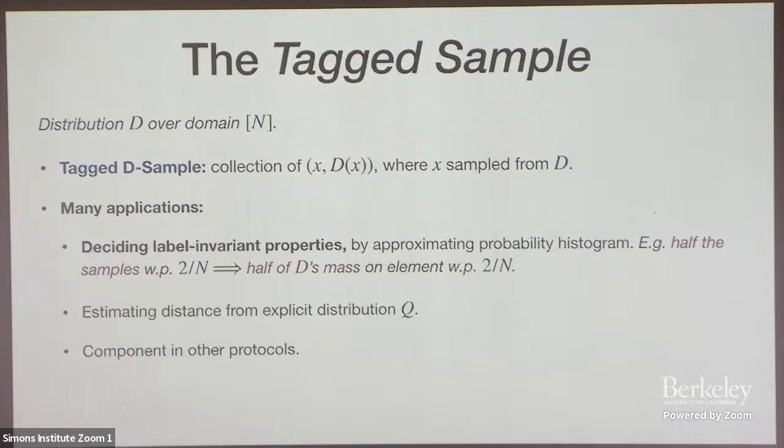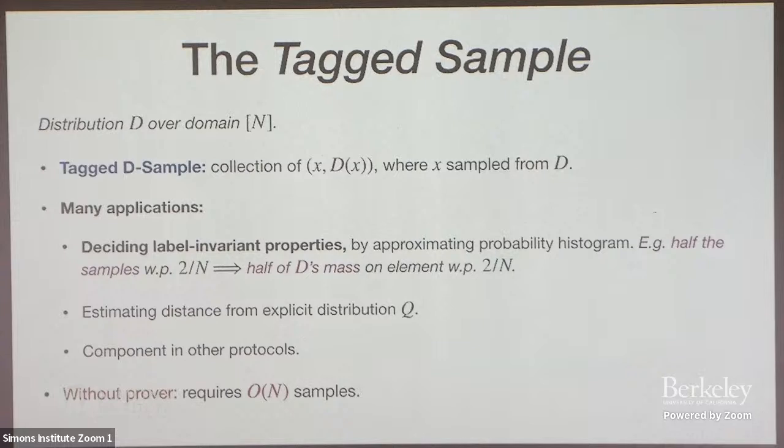But it also has other implications that are not label invariant. For example, if I also get query access to some distribution Q, an explicit description of it, I can also estimate the distance of D from Q using only a tagged sample. I'm not going to go into the details how, but this is clearly not a label invariant property that we can also decide using a tagged sample. And also a tagged sample is also a component in the protocol that Guy just mentioned. So I hope I've convinced you that this is an interesting object to explore.